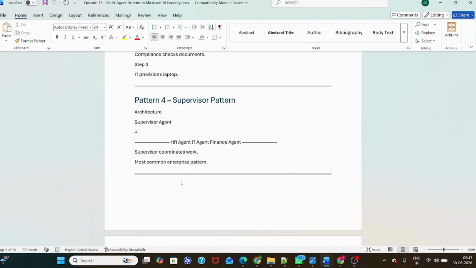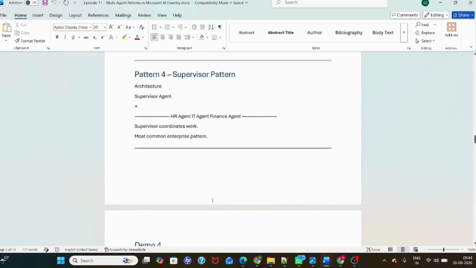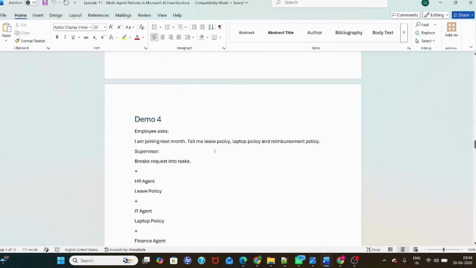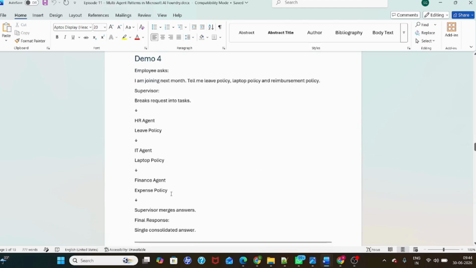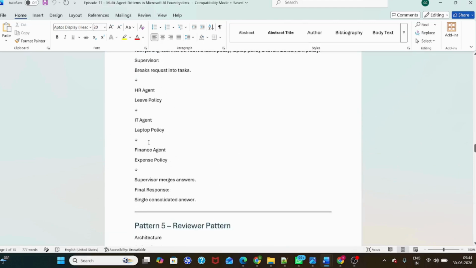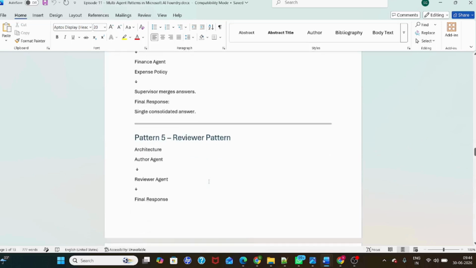The router will decide which agent to call, and in what format, sequential or something else. Then who will manage that? That is called the supervisor agent. It coordinates the work. It is the most common pattern. It breaks the task into parts: HR for leave policy, IT for laptop policy, finance. The supervisor manages all the answers from the different agents and the final response is given.